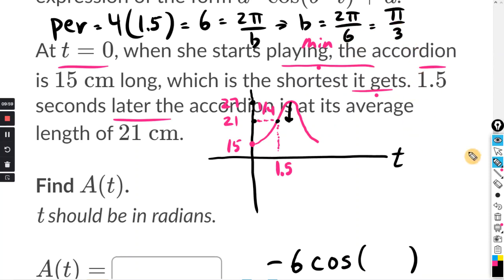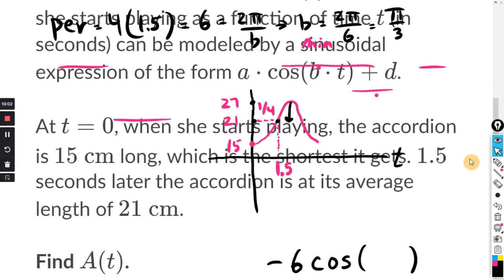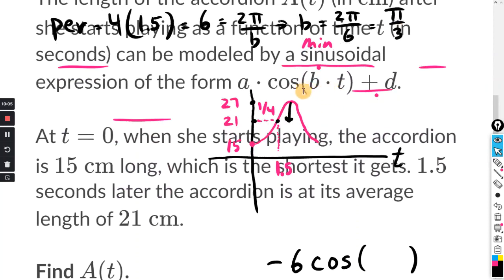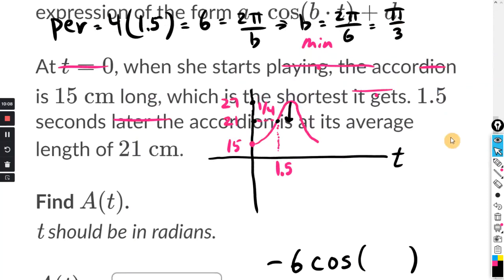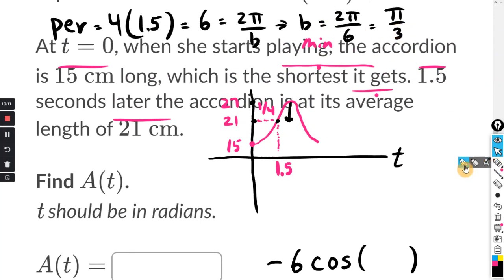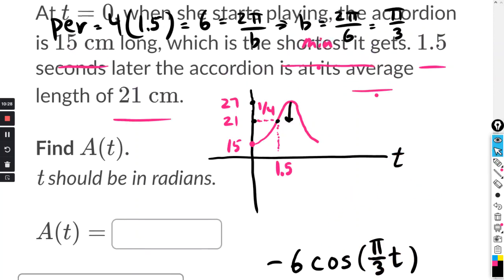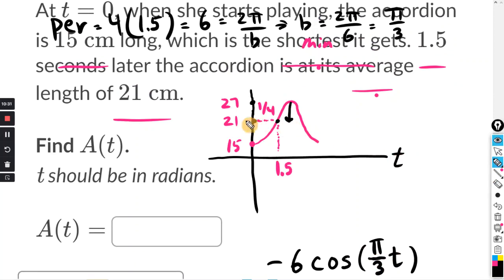All right. So B is the number that's multiplied by T inside the parentheses for the cosine. So that pi over 3 is B. So inside the parentheses, we're going to have pi over 3 times T. Don't forget, this is T, not X, because it's in terms of time. Finally, the easy part, the midline. And I said it at the beginning, the average was 21. See this midline right here that cuts the graph in half horizontally. That's at positive 21.